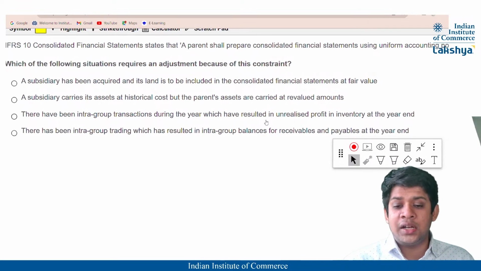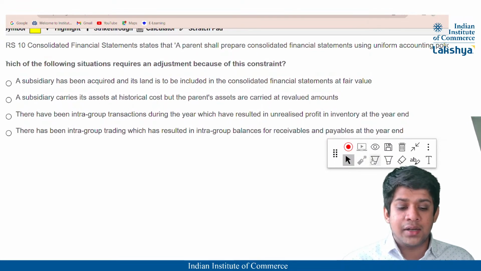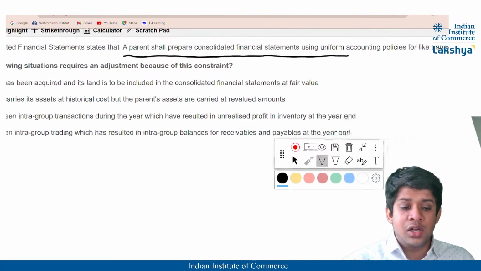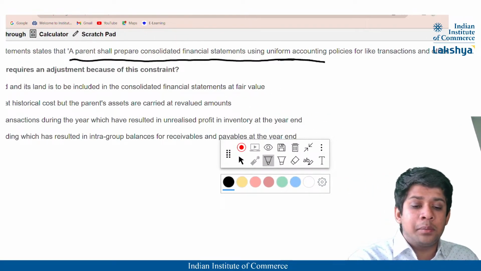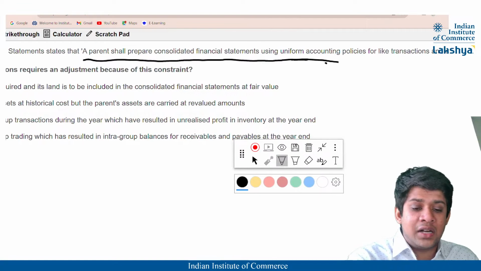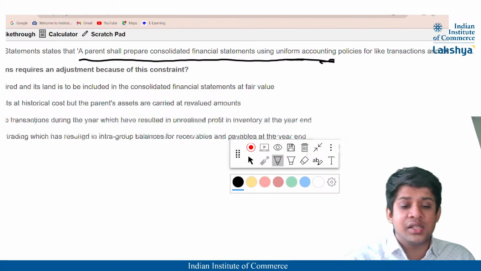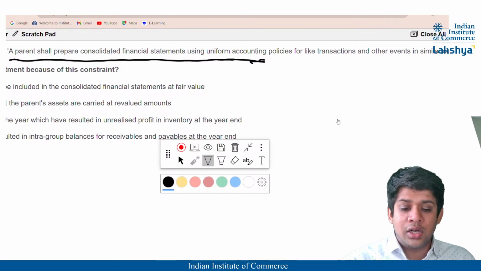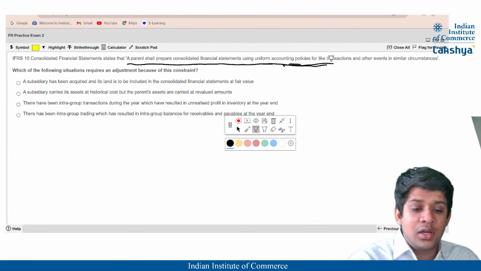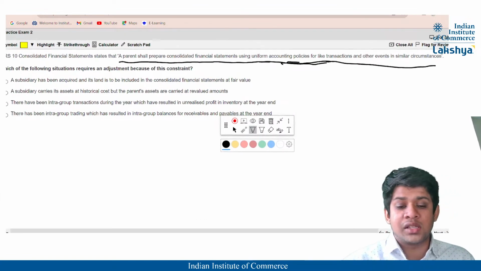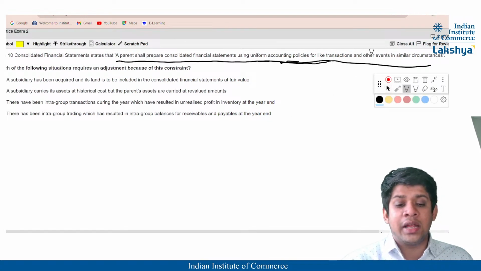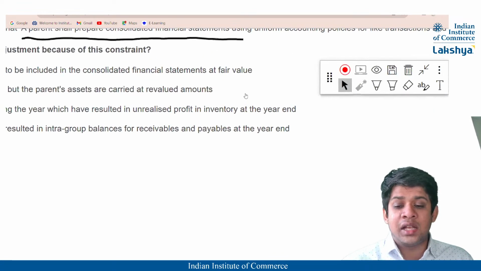IFRS 10 Consolidated Financial Statements states that a parent shall prepare consolidated financial statements using uniform accounting policies. So he should prepare the financial statements using uniform accounting policies and for like transactions. It should be for like transactions and other events in similar circumstances. So technically, they should prepare the financial statements for similar circumstances and like transactions using the same accounting policies when they consolidate.